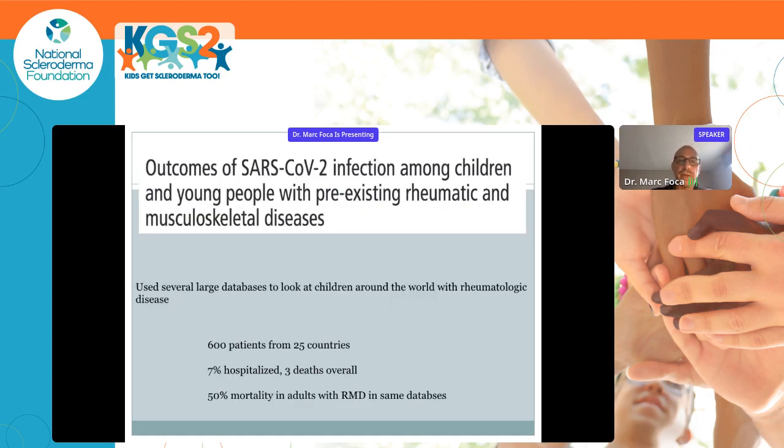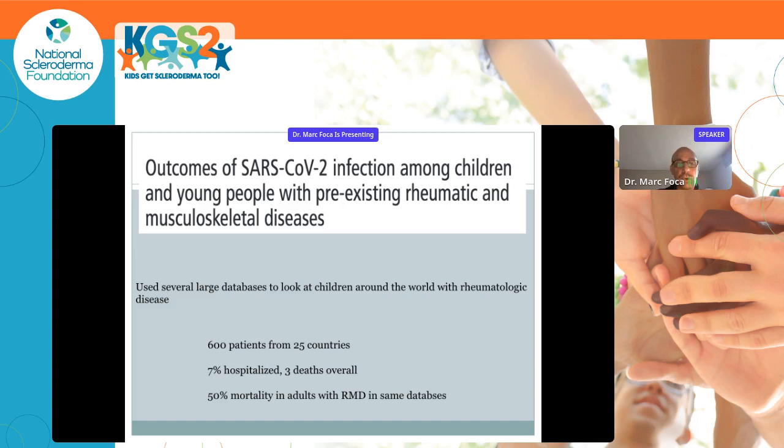So this final study is a very large look at children with pre-existing rheumatic and musculoskeletal disease. It used some databases that looked at countries throughout the world. It was 600 patients. It was not only pediatric, but it was also adult patients as well. But this had 600 pediatric patients from 25 countries. There was a 7% rate of hospitalization, and there were 3 deaths in this cohort of 600 patients. So relatively low mortality and a relatively low rate of hospitalization.